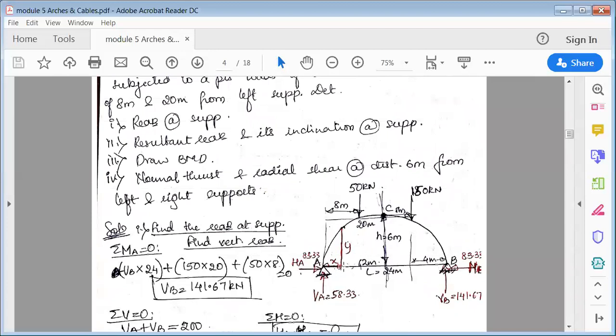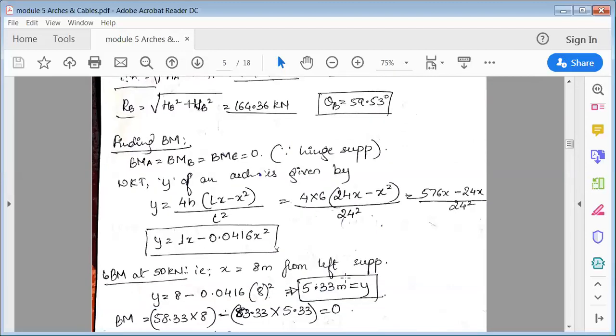You can cut this section anywhere across. If you cut at x, you can find y. Wherever you cut, you will get y. So we'll keep it in equation form, in terms of x. So L, that is 24, into x minus x square, divided by L square, that is 24 square. Solve this and keep it in terms of x like that only. So you can see here, solve this and keep it. It is 1x minus 0.0416 x square.